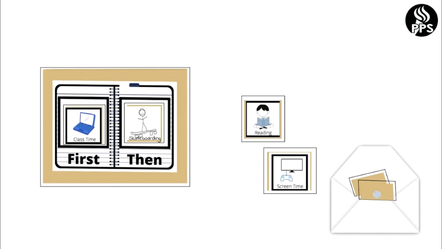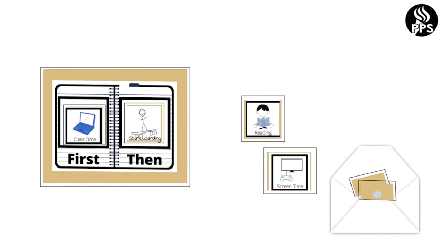Each time you use your First-Then board, you will start with the first, naming the expected behavior, and placing the corresponding task card in the first square. You will tell your student the then, naming the motivator the student will receive upon task completion. You may want to consider keeping an envelope, binder, or small box to store the First-Then board and items when not in use.